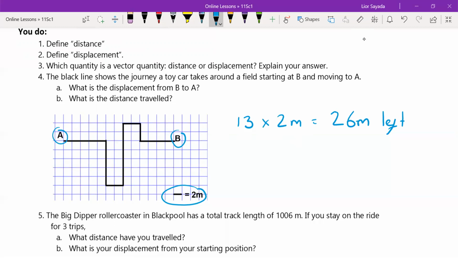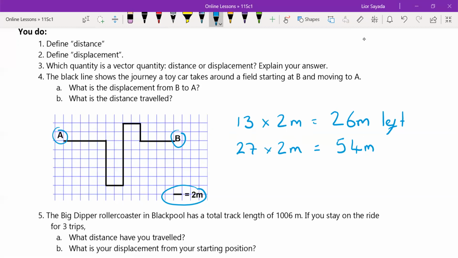You should have counted 27 squares. Again, the scale is 2 meters. So we've got 27 squares, which are each 2 meters. 27 times 2 is 54 meters. Now, distance is what type of quantity? Distance is a scalar quantity. Therefore, what do I not need to include in my answer? I don't need to include a direction. So that's the full explanation for question 4.